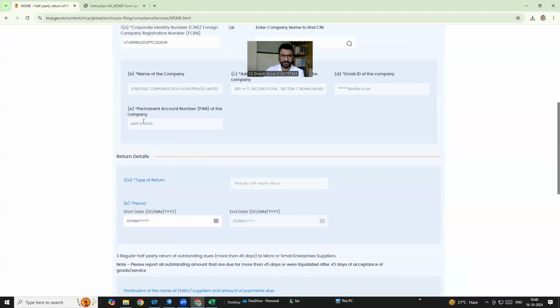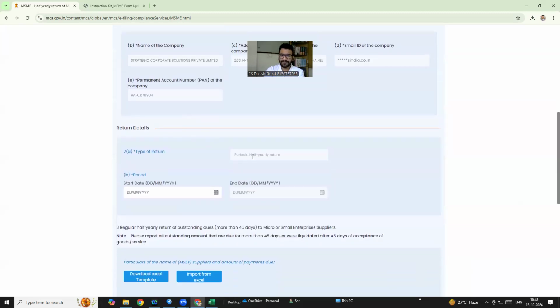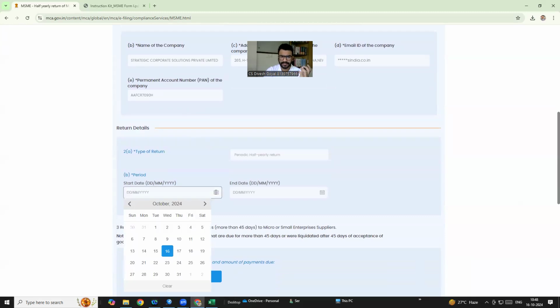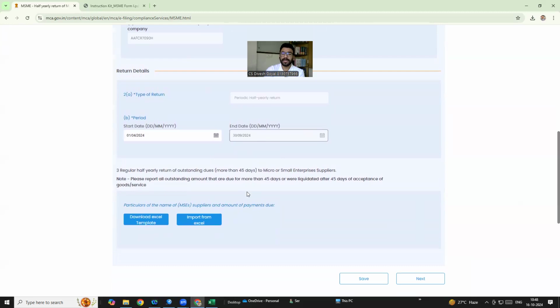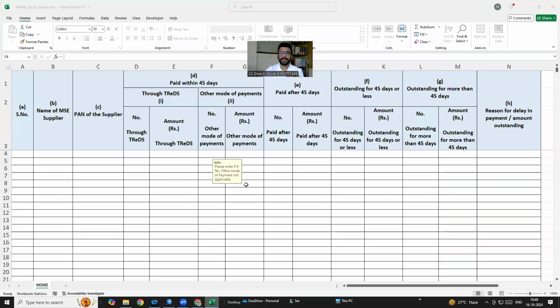You have to mention the name of the company, the type of return, like whether you are filing the periodic return, and for which period you are filing. For example, if you are filing for April to September, then you don't have to fill the information here, although you have to download the Excel template. In that Excel template, you have to fill the information, and this is the Excel template. And this is our main point of discussion today, how to fill the MSME 1 form.